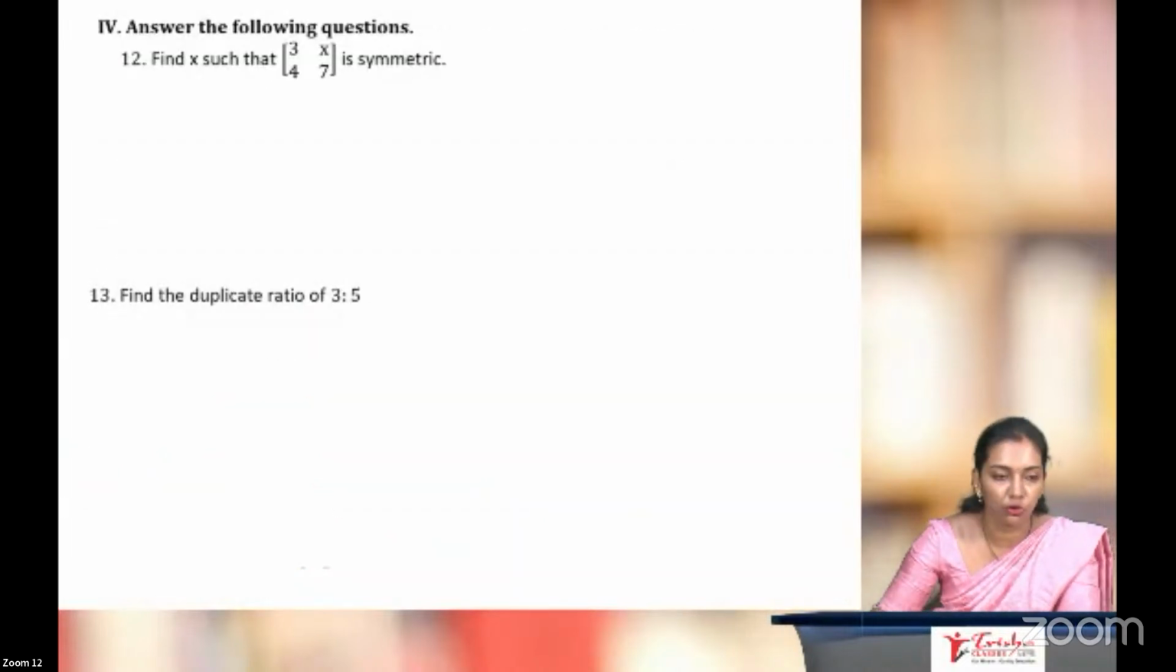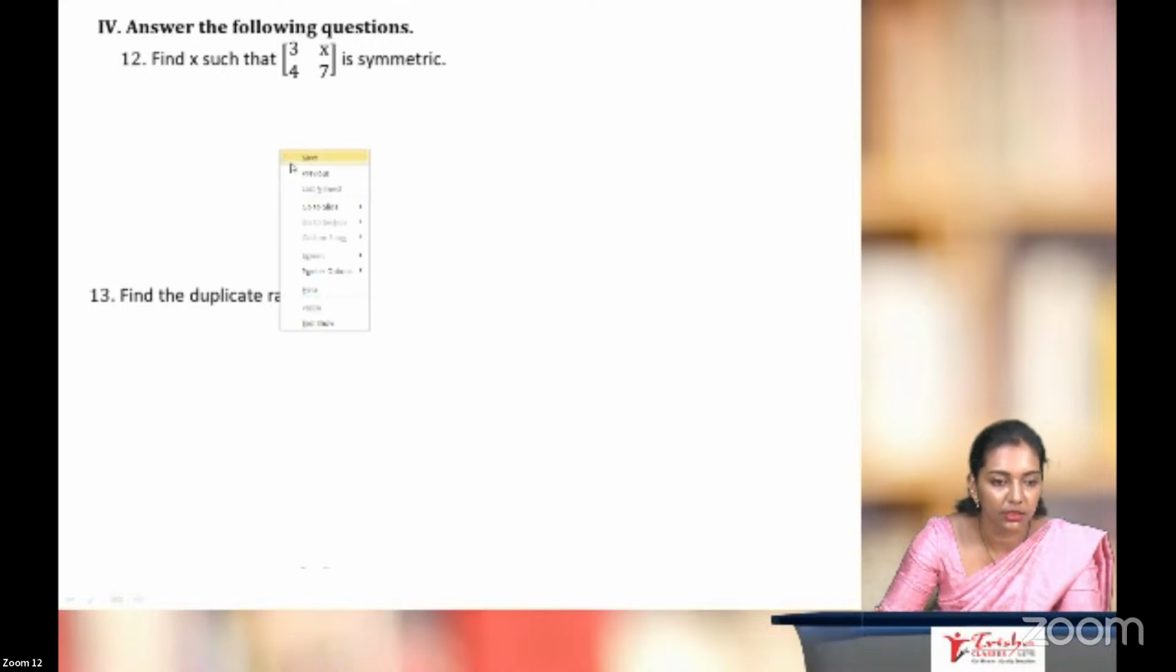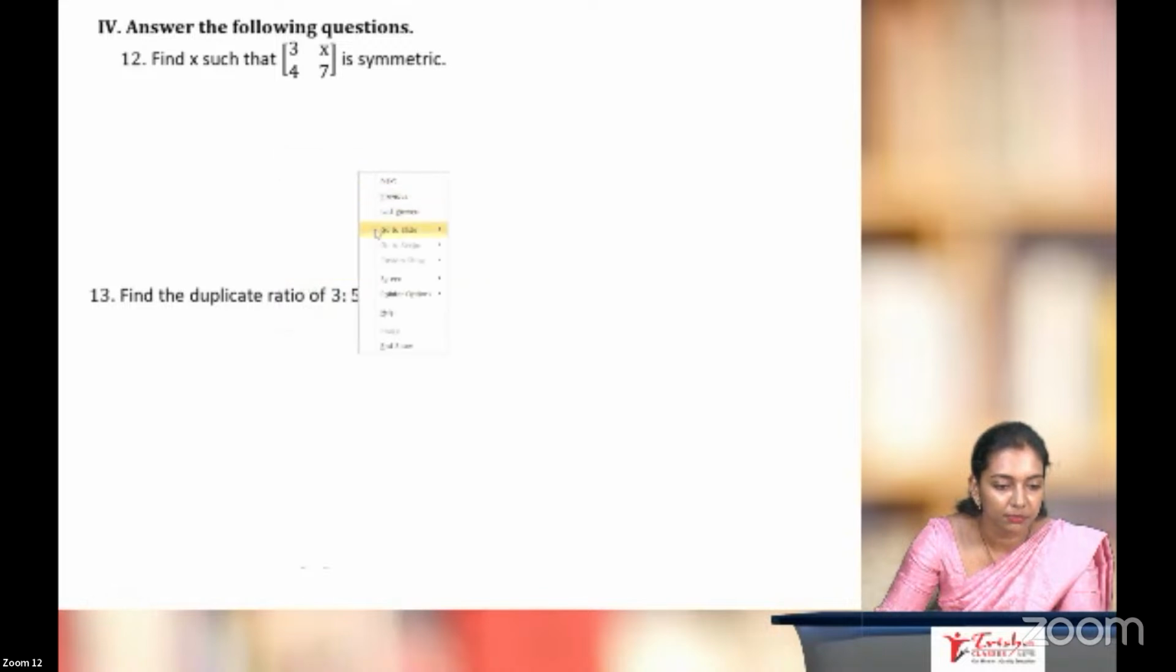Okay, coming to the next, fourth main. Find x such that the matrix 3, x, 4, 7 is symmetric. As you know, symmetric means symmetry along the principal diagonal, so the rest of the elements will be the same. This is the principal diagonal, from the left top to the right bottom. So these two elements will be equal. Therefore, x equal to 4. Or you can use the concept A equal to A dash, with that you can equate the x value.